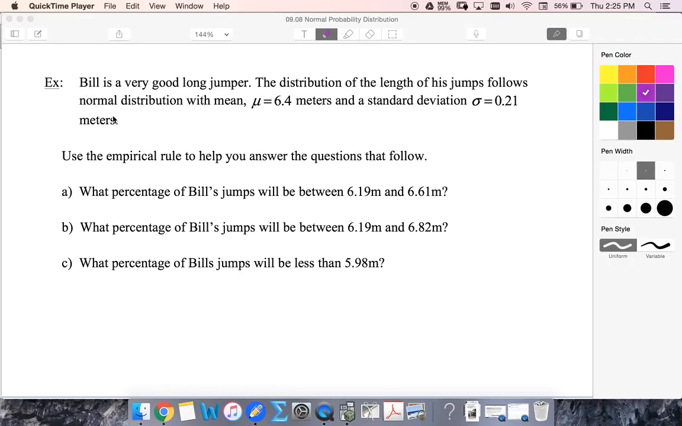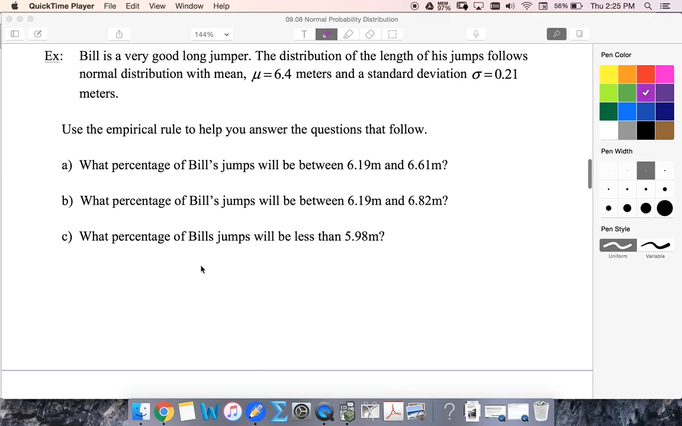All right, so here we are with our first example. Bill is a very good long jumper. The distribution of the lengths of his jumps follows a normal distribution with a mean of 6.4 meters and a standard deviation of 0.21. So I'm going to make a little sketch down here.